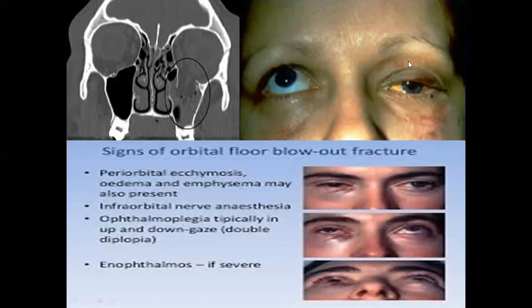Okay, so what happened? The patient is not able to move the eyeball up and down, and develops diplopia, double vision. Okay, so ophthalmoplegia is due to the entrapment of the inferior rectus muscle and inferior orbital nerve damage, and the extraocular tissues are also damaged. And enophthalmos is also present. This is all about the blowout fractures, which are very common.